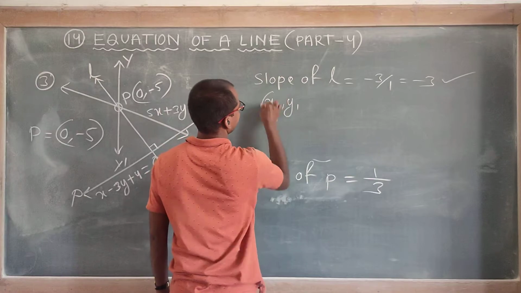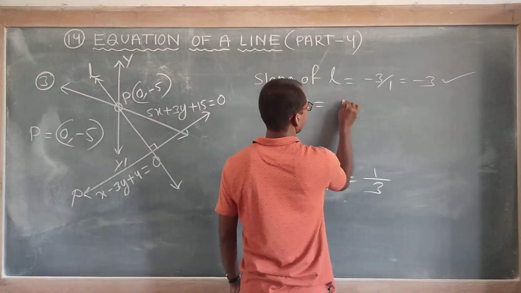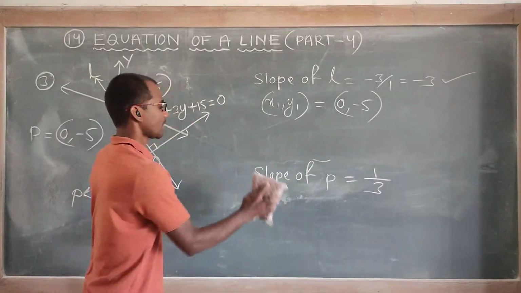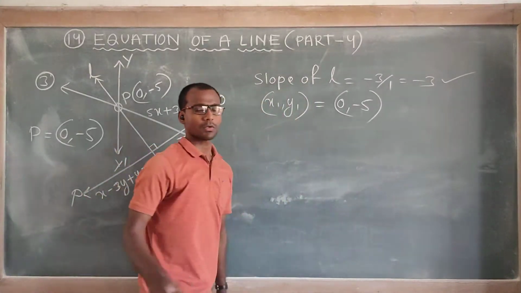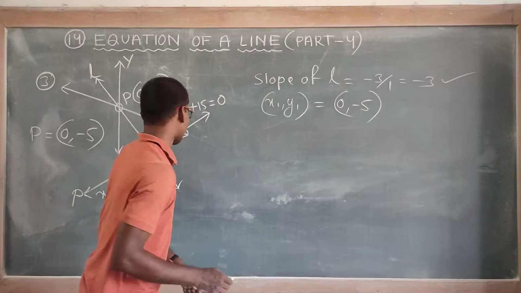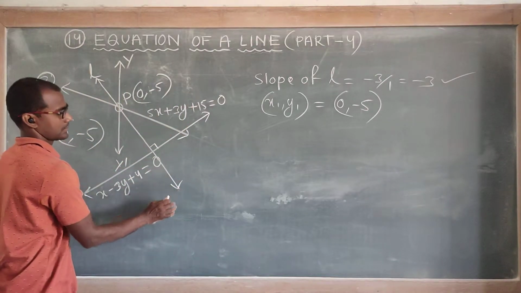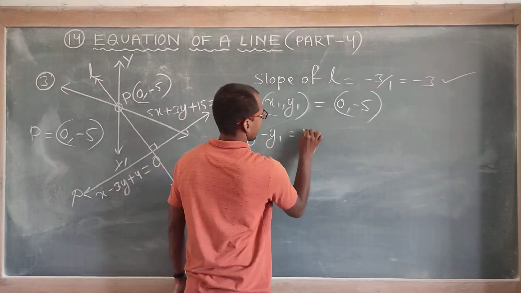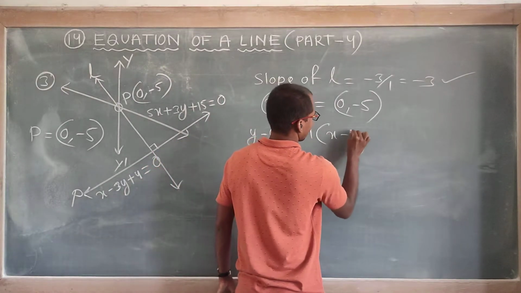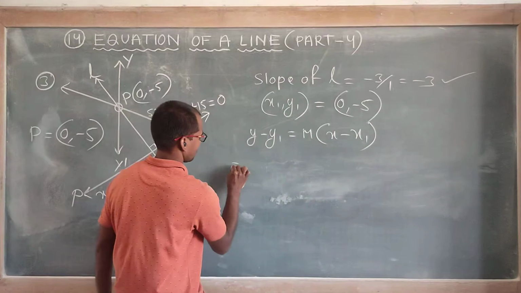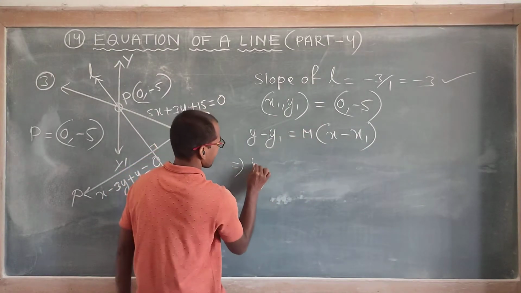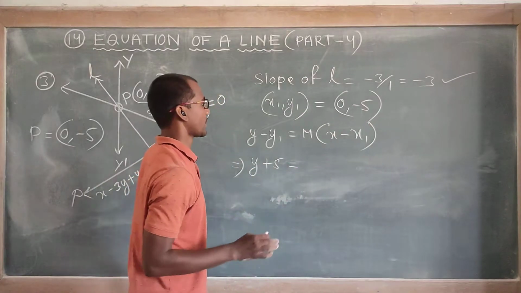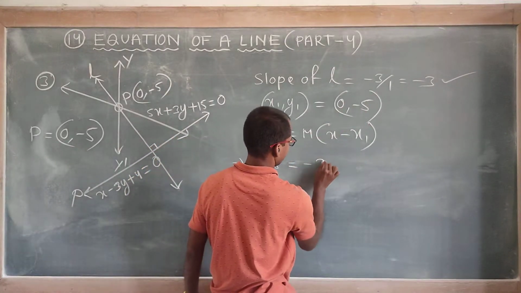x1, y1 is equal to 0, minus 5. We have the slope, we have the point. We can use the slope point formula to get the equation of this line. Y minus y1 is equal to m into x minus x1. y minus y1 means y plus 5, y minus minus 5. What is m? Minus 3.